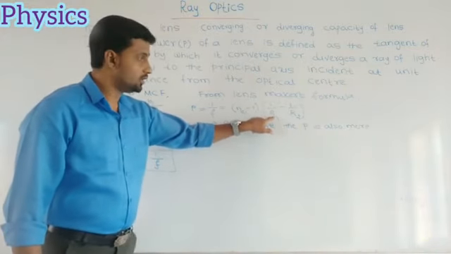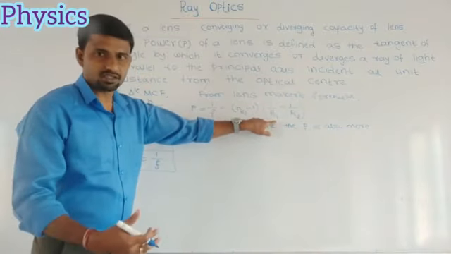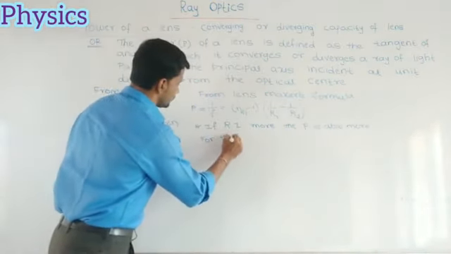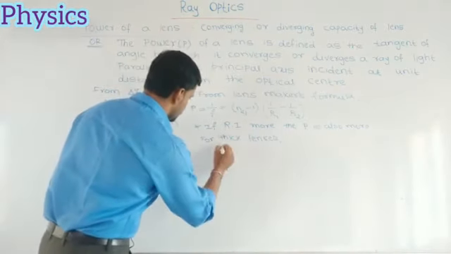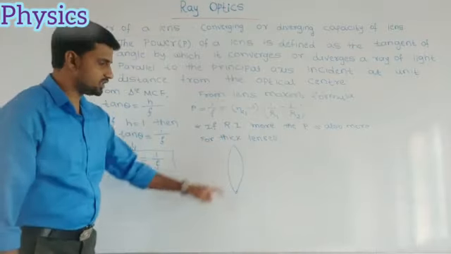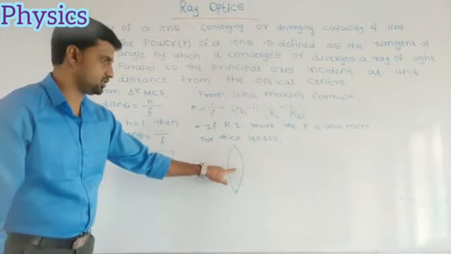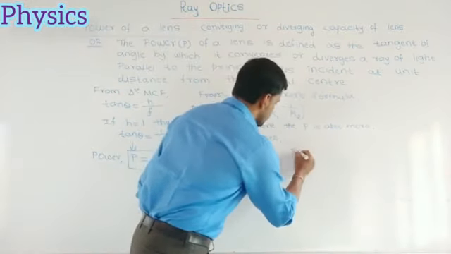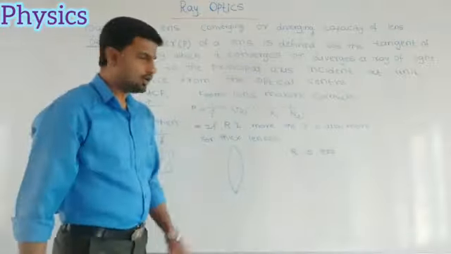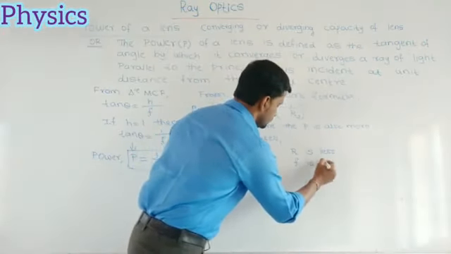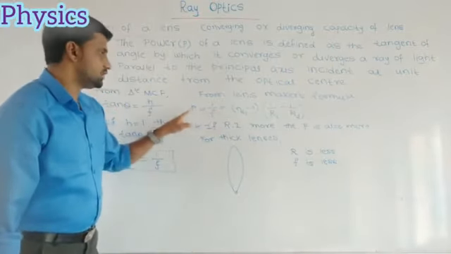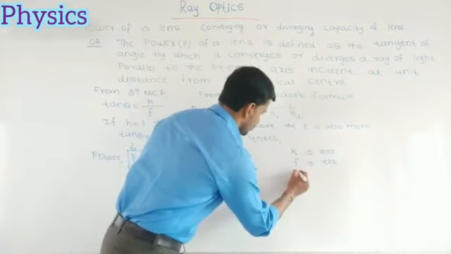Another thing you should remember is that if the radius of curvature of a lens is less, we observe this in the case of thick lenses. Thick lens means the distance between the two surfaces of the lens is more. For thick lenses, R, the radius of curvature, is less, and the focal length F is also less. If the radius of curvature is less, then the focal length is less, and they are inversely proportional, so the power is more.